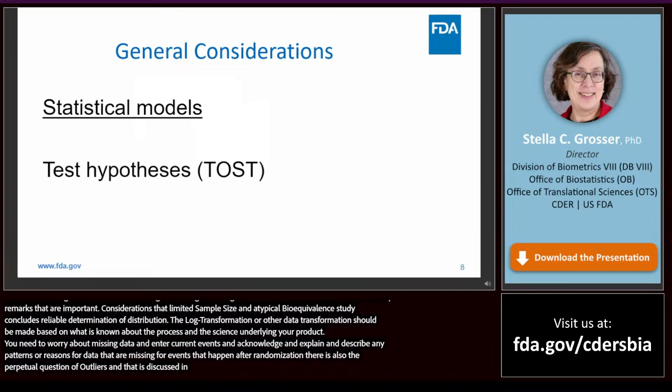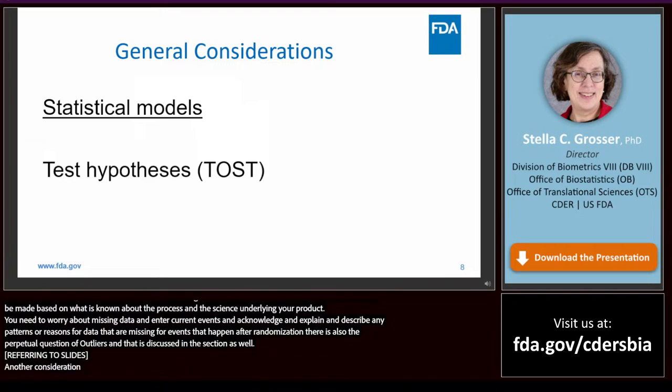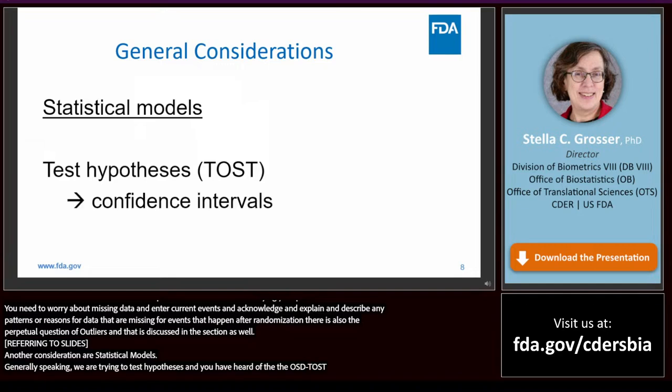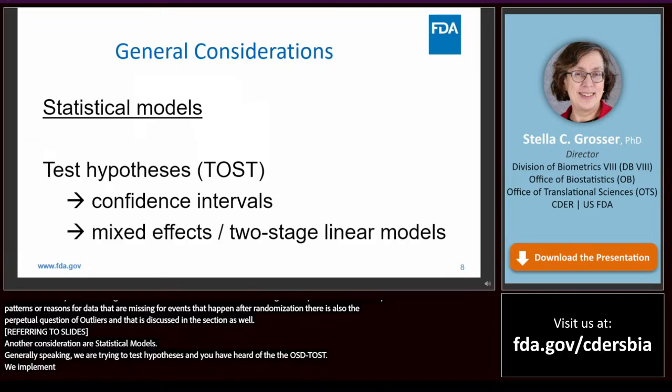Another consideration are statistical models. And again, very generally, we are trying to test hypotheses. You may have heard of the two one-sided test, to test the null hypothesis that the products are not equivalent. We implement this approach with confidence intervals, using mixed effects or two-stage linear models.